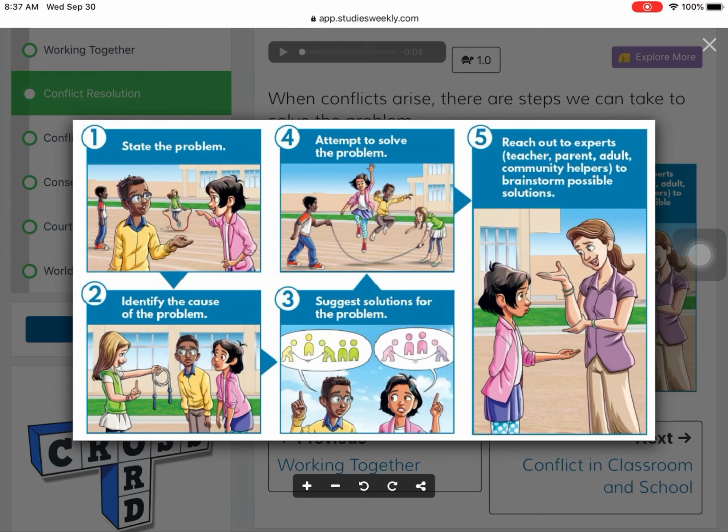What I really like about this example is that nobody was mean to each other. Even the girl who was jump roping by herself, it looked like she wanted the other kids to be involved. So they were able to calmly disagree on something, calmly have a problem, and then work together to solve that problem.